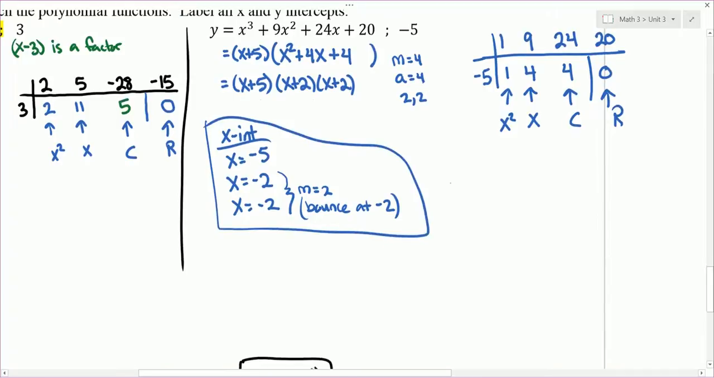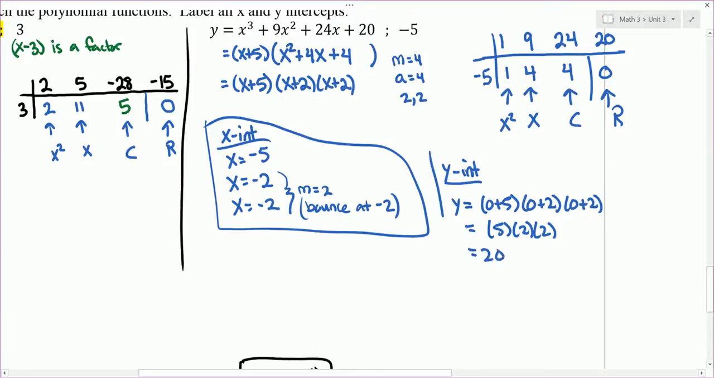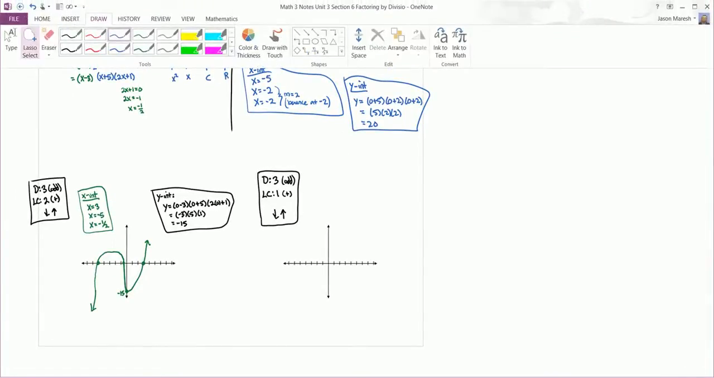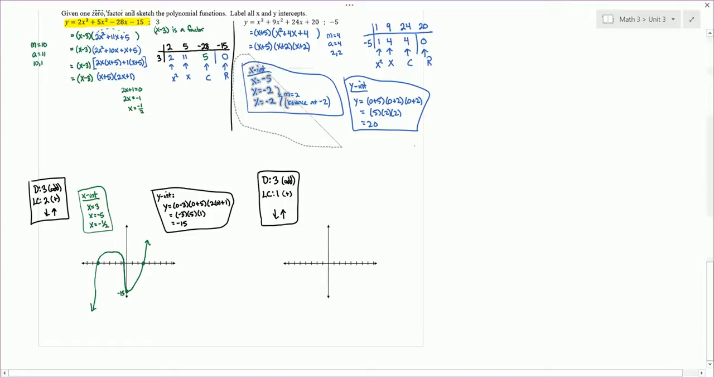Okay, lastly we want our y-intercept. We get our y-intercept by plugging in 0 for x. So y is 0 plus 5 times 0 plus 2 times 0 plus 2, or 5 times 2 times 2, which is 20. Alright, so now let's put our pieces together. And put this graph together.